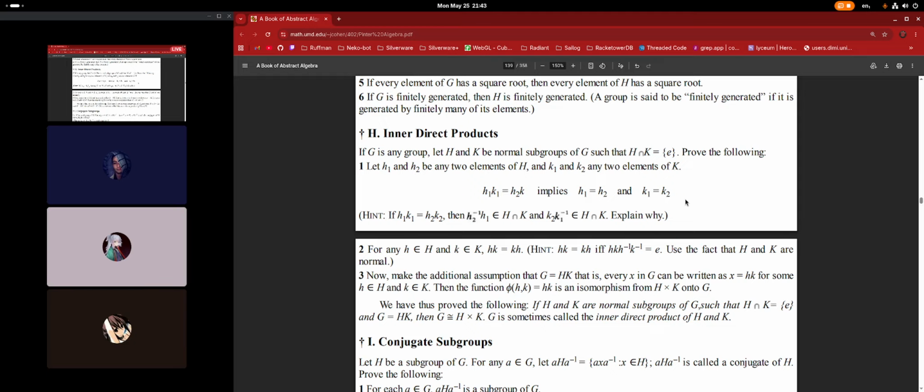H1 K1 equals H2 K2 implies blah blah blah. So basically, hmm, actually I didn't spend much time looking at one. I spent more time looking at two and three, to be honest. But if that's okay, we can go to two instead. No, two is saying that they commute. Yeah, two is saying that they commute.